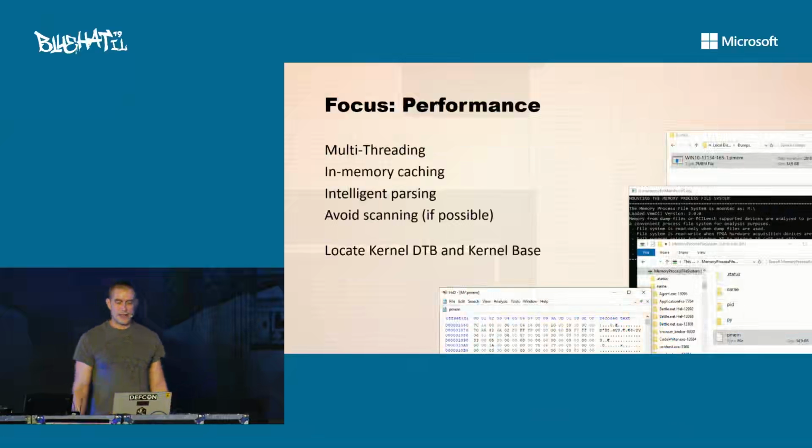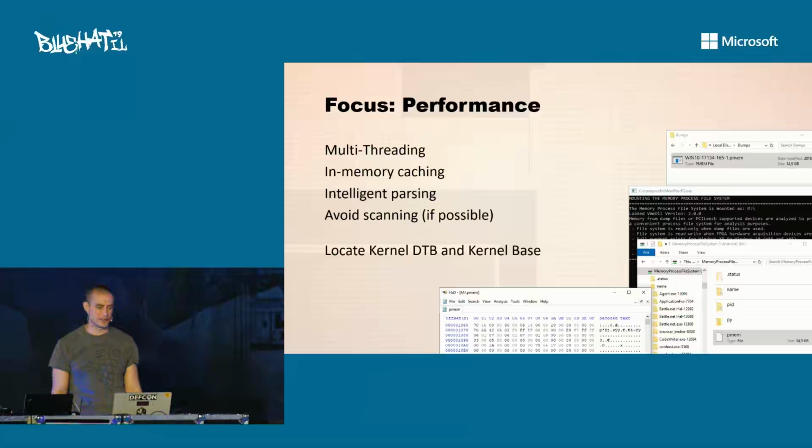When I was creating this, I had a big focus on performance, and I'm really happy to have been able to complete multi-threading just before BlueHat. It makes a huge difference. And also in-memory caching and intelligent parsing. The goal is to avoid scanning large chunks of memory for signatures as much as possible. One example of this is how I locate the kernel directory table base and the kernel base when I'm starting this.